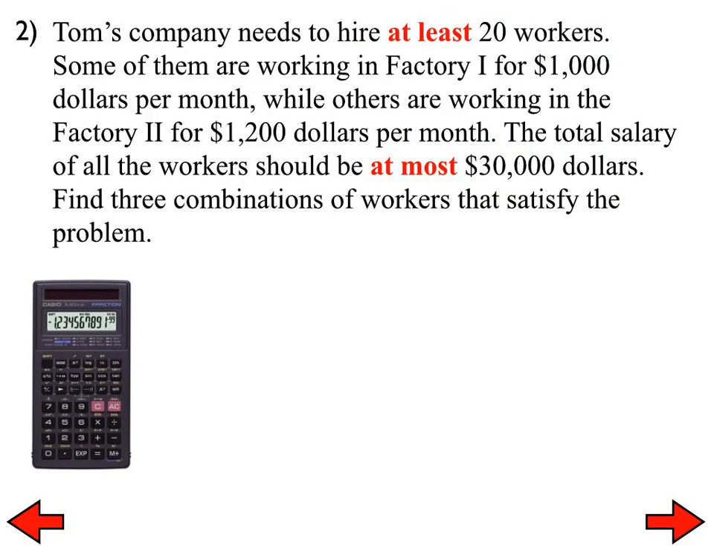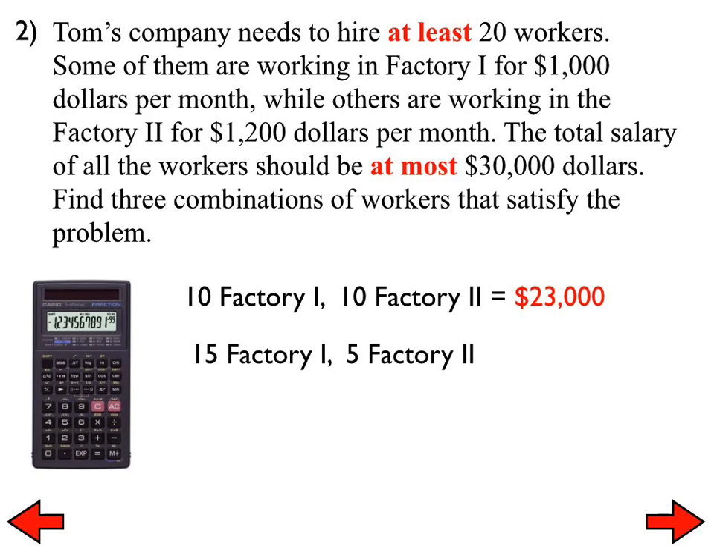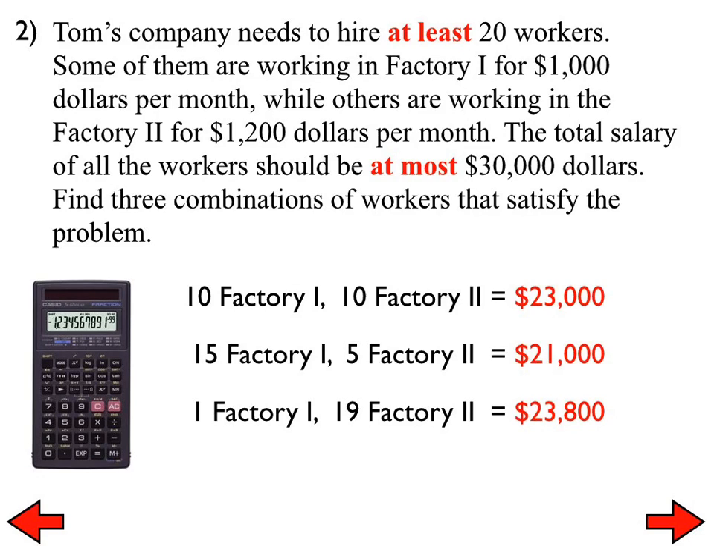Okay, so there are lots of combinations that will satisfy the problem. I came up with 10 at each one. And remember, it could be more than 20. It just has to be at least 20. 10 of each would make $23,000, and we're trying to make at most $30,000. So then I did 15 at Factory 1 and 5 at Factory 2. That was $21,000. And then 1 at Factory 1 and 19 at Factory 2, and that's $23,800.